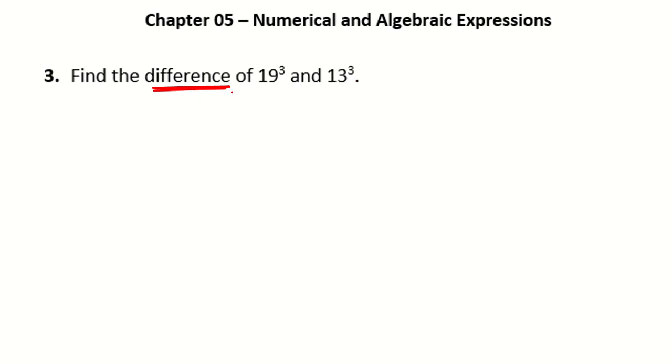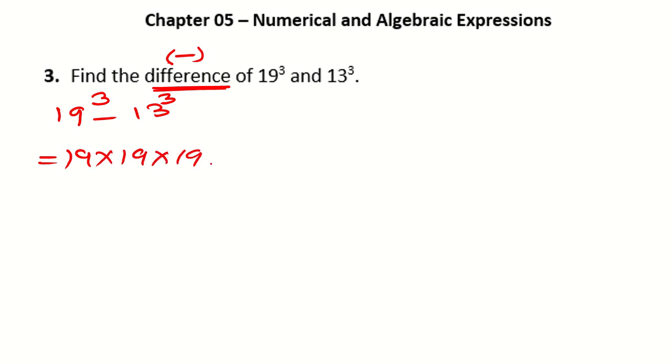Now let's try to understand this. What do you mean by difference? What I told you, did you say minus? Yes, you are right, minus. So basically we want to find 19 to the power 3 minus 13 to the power 3. So it means 19 multiply 19 multiply 19 minus 13 multiply 13 multiply 13.